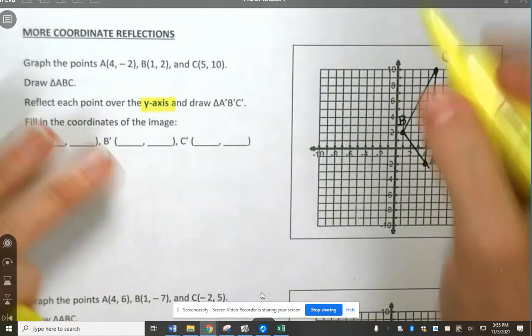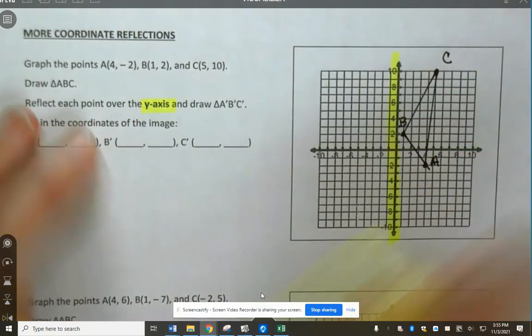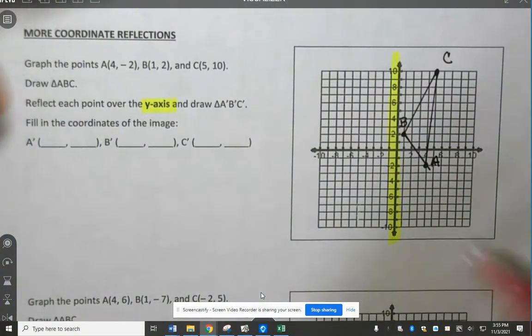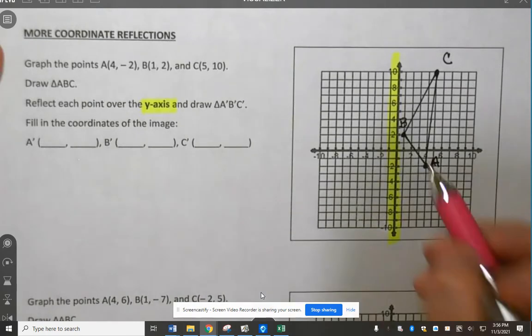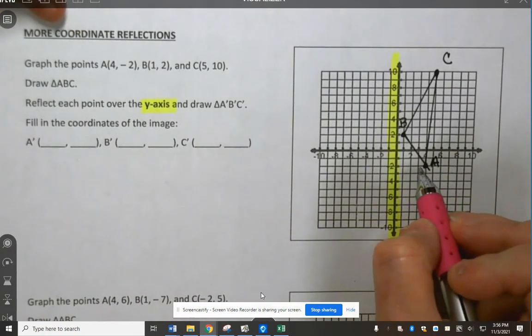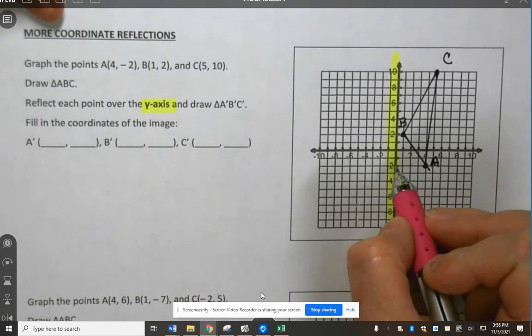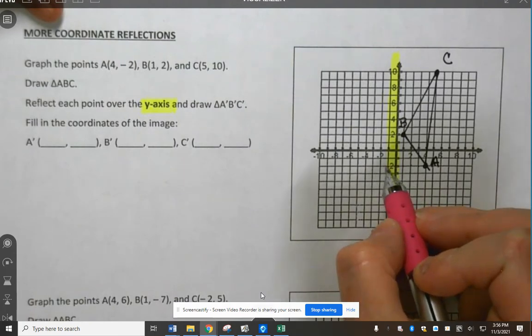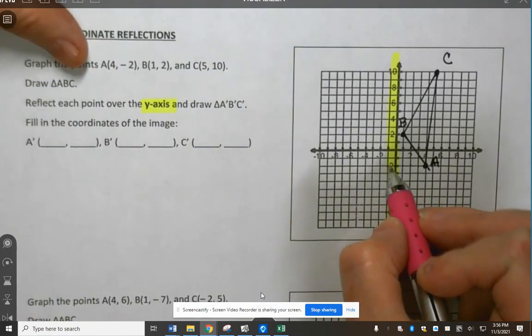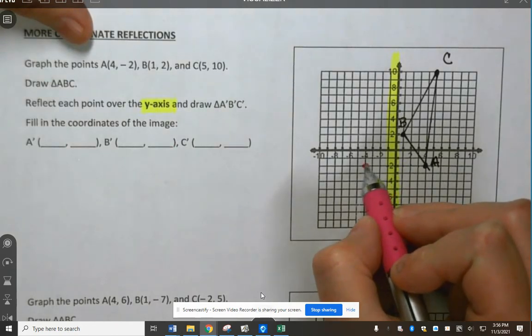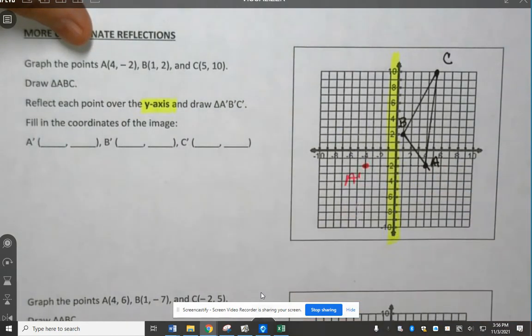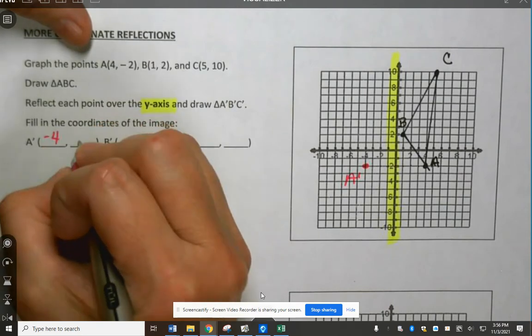So this time we're reflecting over the y-axis. Now, one thing I want you to pay attention to is your pre-image point and your image point. They're going to be the same distance from the line of reflection. So in this case, my y-axis is my line of reflection. So A was 1, 2, 3, 4 units away from that line. So A prime on the other side has to be 1, 2, 3, 4 units away. So A prime is at -4, -2.